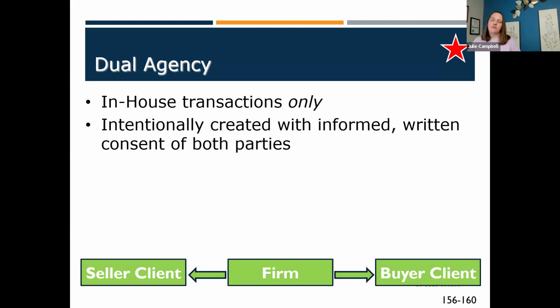You may affiliate with a firm that has multiple office locations. Maybe they have an office location in Winston and one in Greensboro. They are still with the same firm.